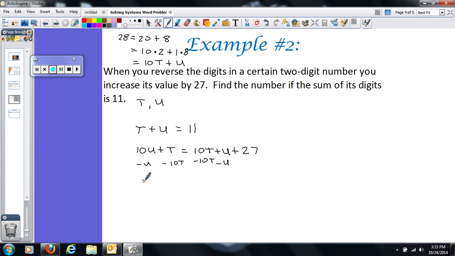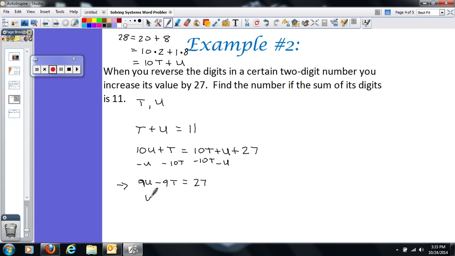This is going to give me, and I'm going to go ahead and write, 9u minus 9t equals 27. So here's my second equation. My first equation is t plus u equals 11.